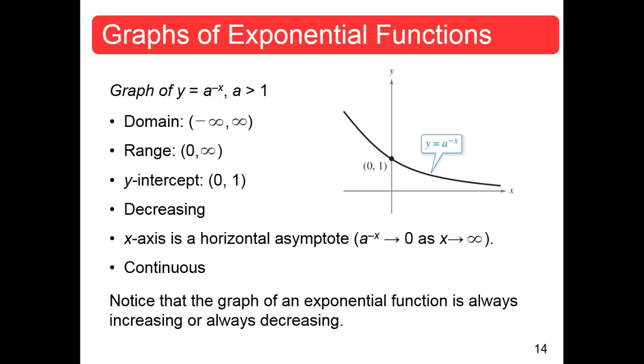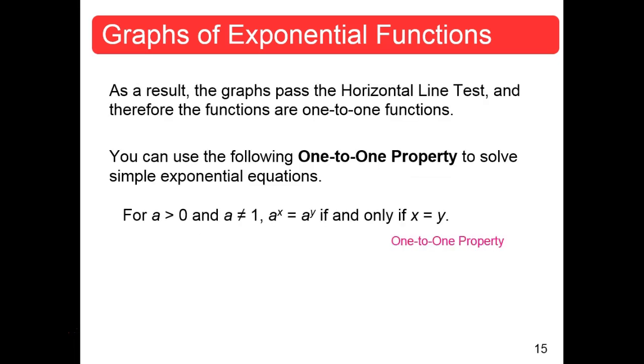Notice that the graph of the exponential function is always increasing or always decreasing. Never anything but. Okay? Which means it always has an inverse throughout its domain. Always. As a result, the graphs pass the horizontal line test I was just saying, which means they are one-to-one functions. And you can use the one-to-one property, which we really haven't talked about yet, I don't think, to solve simple exponential equations, those that work out really nicely, okay? And here's what that is.